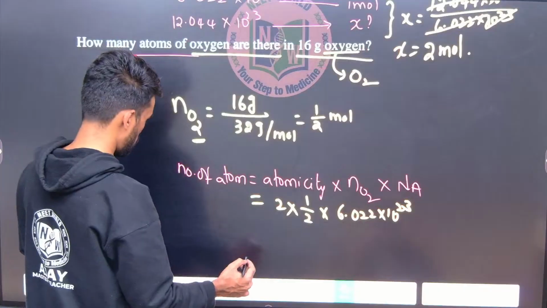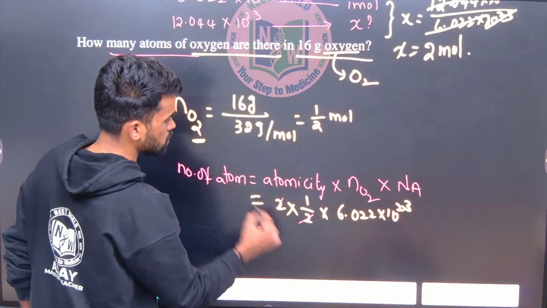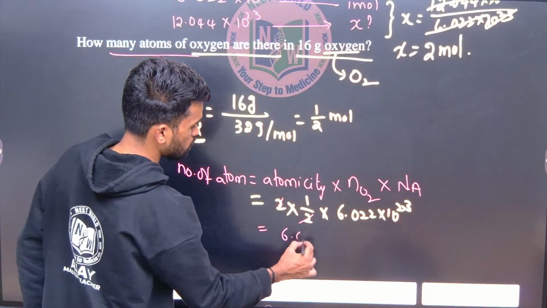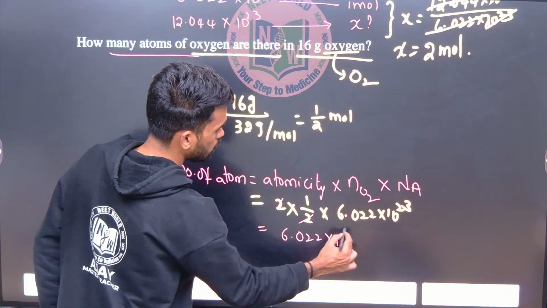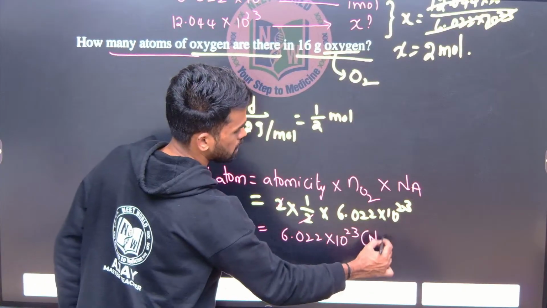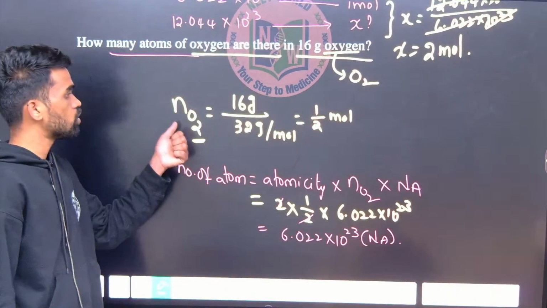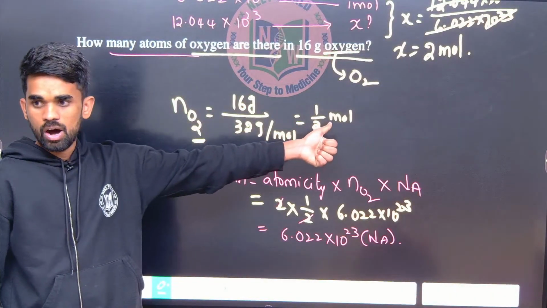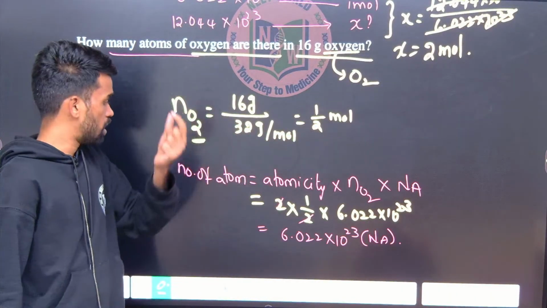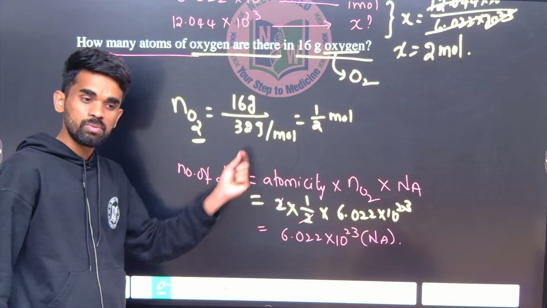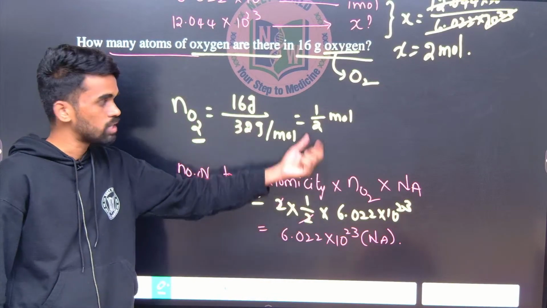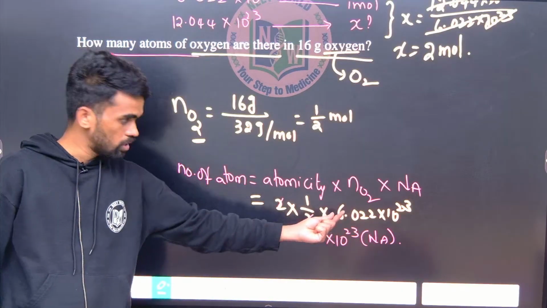So your number of oxygen atoms will be 6.022 into 10 power 23. Sometimes it will be indicated like this. So you got a half mole of oxygen molecules. Number of moles of atoms will be twice of it. So 2 into that number will be 1 mole, or Avogadro number.